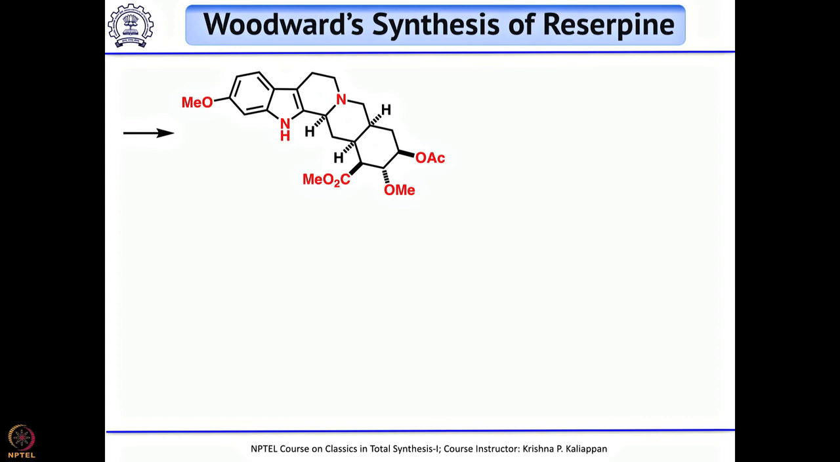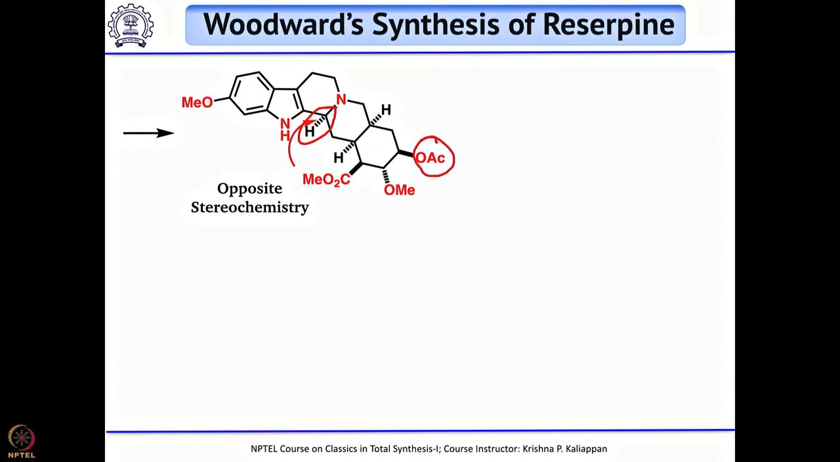There are two things missing in this. One, the acetate should be replaced by OCO and then the aryl group. And the second thing is, in reserpine, this particular chiral center has a beta carbon. But what we have here is the most stable conformation.